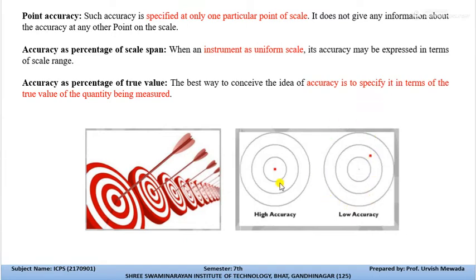Now point accuracy, accuracy as percentage of scale span, and accuracy as percentage of true value are defined as follows. Point accuracy is specified at only one particular point of the scale. Accuracy as percentage of scale span means that when an instrument has a uniform scale, its accuracy may be expressed in terms of the scale range. Whenever we measure a quantity and show the result in terms of the scale range, it is called accuracy as percentage of the scale span.